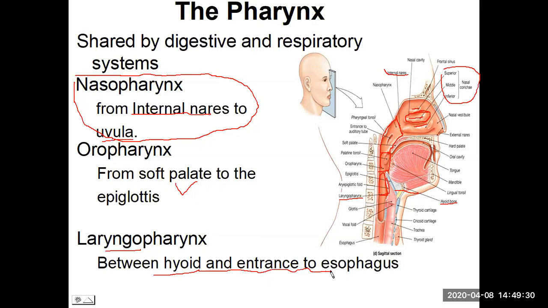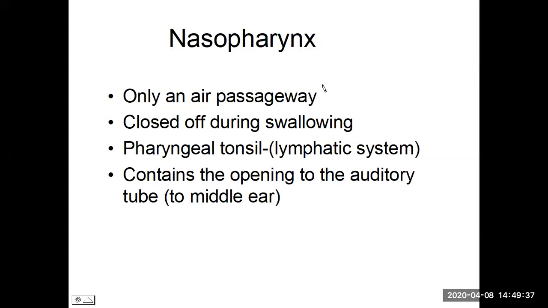And taking a closer look at each of these areas, we have some distinctions between the three sections of the pharynx. So again, the superior nasopharynx is truly only involved with the respiratory system. And in fact, in the moment when we're swallowing, ingesting material, it does close off. We have one of our lymphatic organs, our pharyngeal tonsil, located in this region. And we've seen this with the lymphatic section.